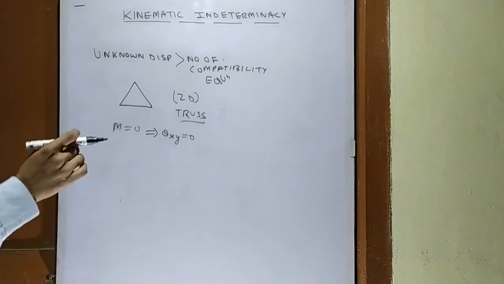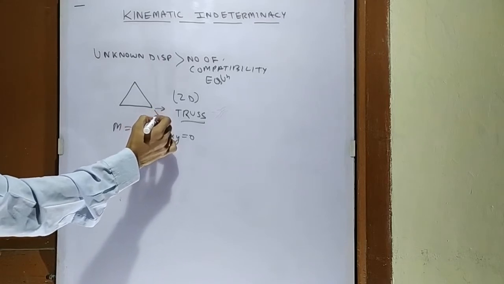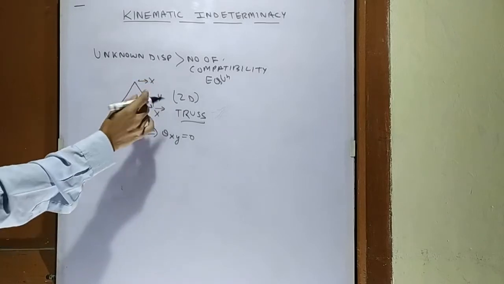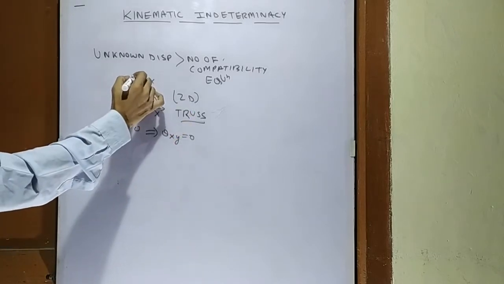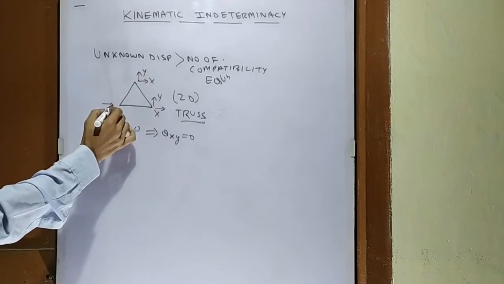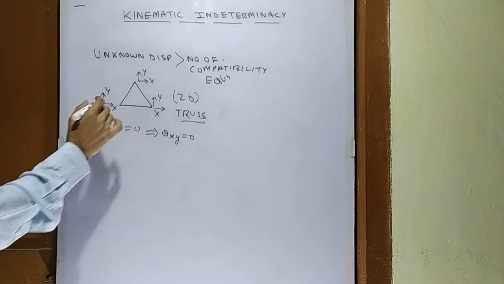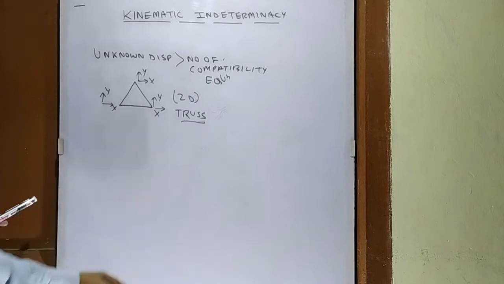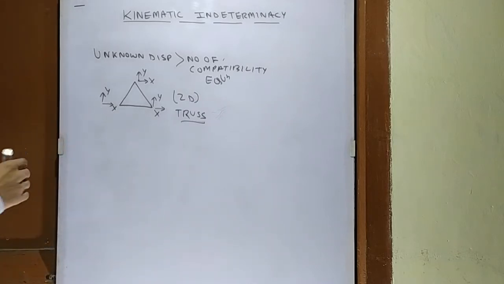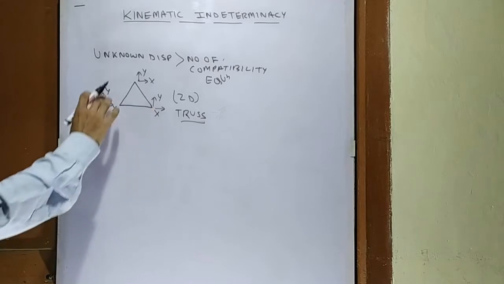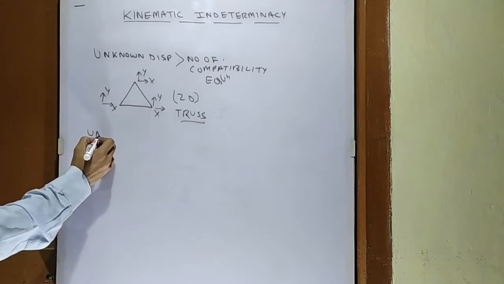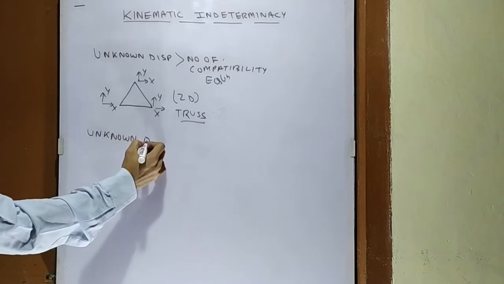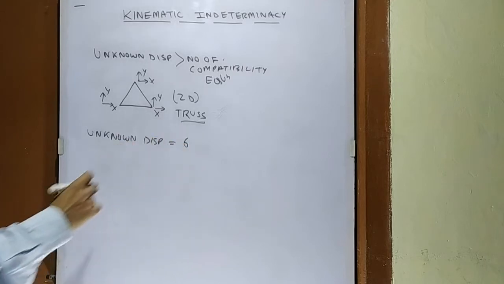There will be only linear displacement, which will be delta in the x direction and the other one in the y direction. The same case applies here: this joint can move in x direction and this joint can move in y direction, and a similar case is here. This joint can move in x direction and this joint can move in y direction. Now if I sum up all these displacements, all these displacements are called unknown displacements. So how many unknown displacements do we have for this truss? There are 6 unknown displacements.